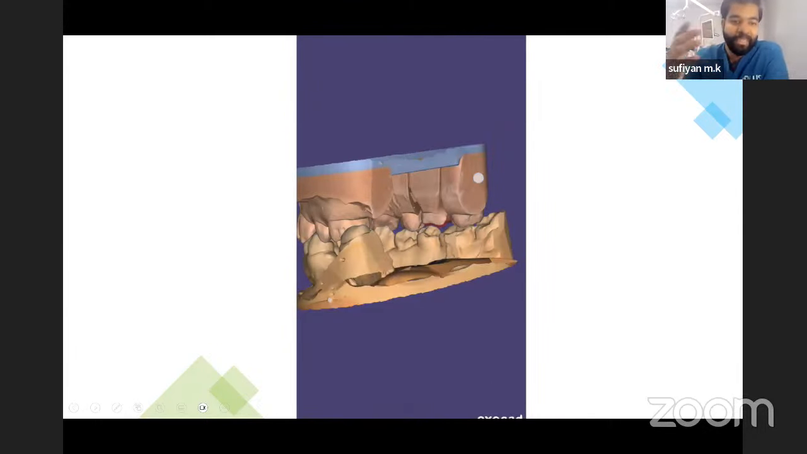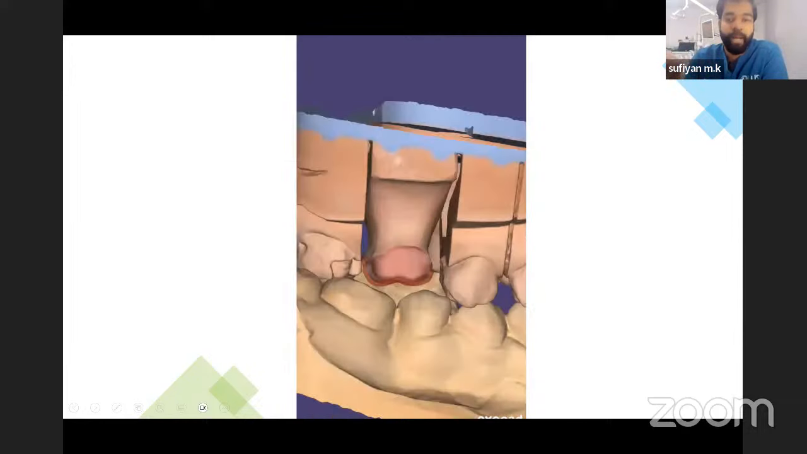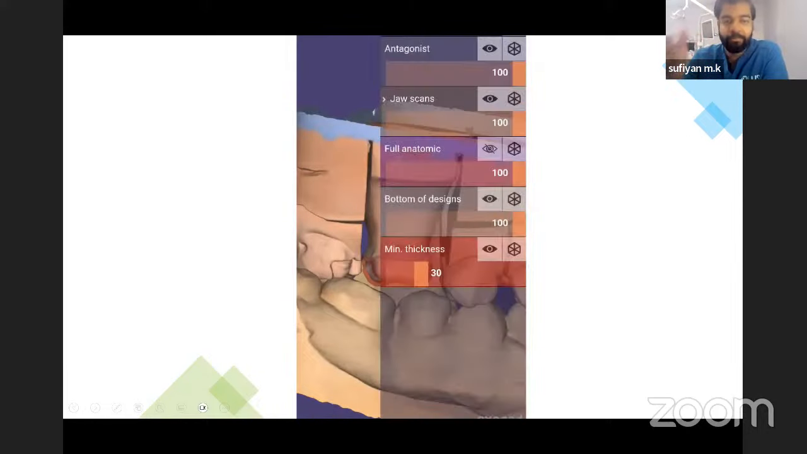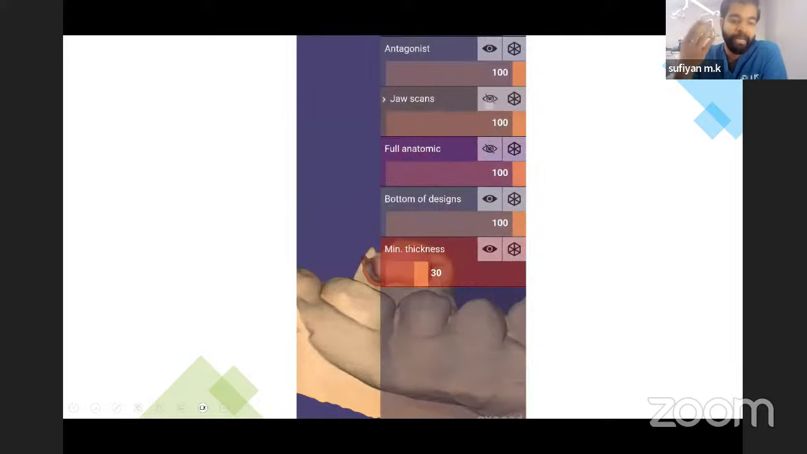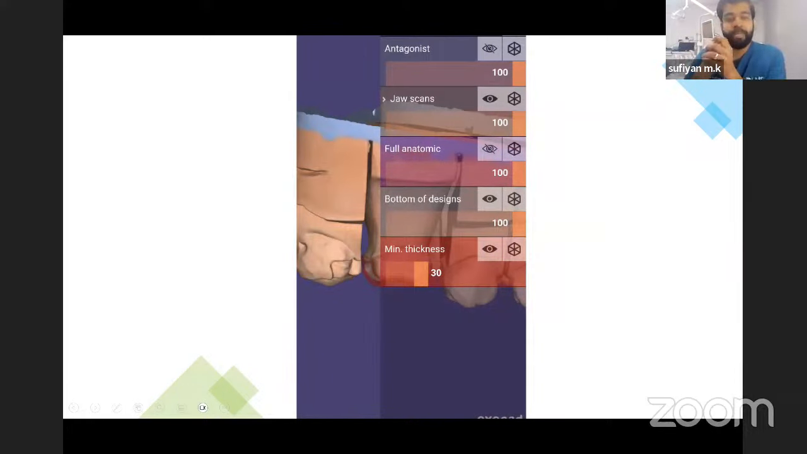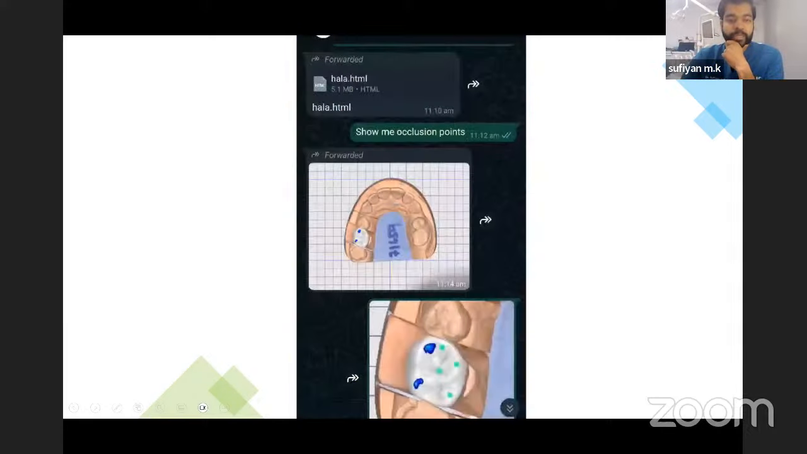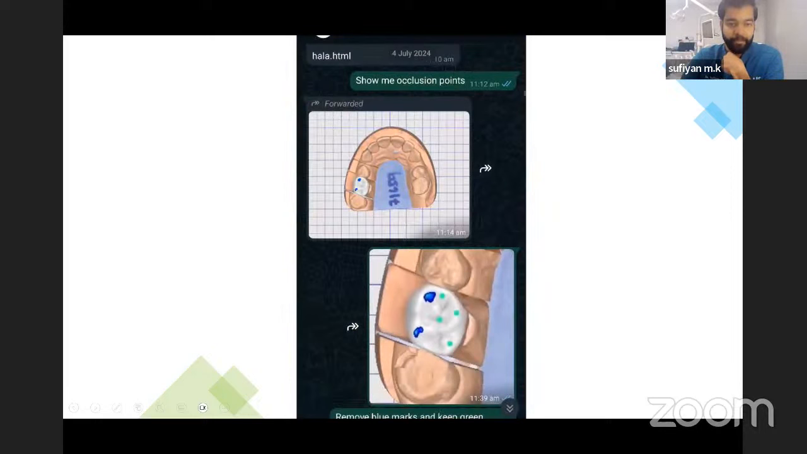Because the lab technician will be sending so many messages saying, doctor, what to do with this and how to do this, and he has sent these photographs to me. I have to respond back to him saying, do this, keep these kinds of occlusion marks, and please send back the design to me. I will check and again send it back. Okay, have a good rapport with the lab technician, because he is the one who is working behind the curtains. You are running the show, but based on his work, your show is dependable, right?